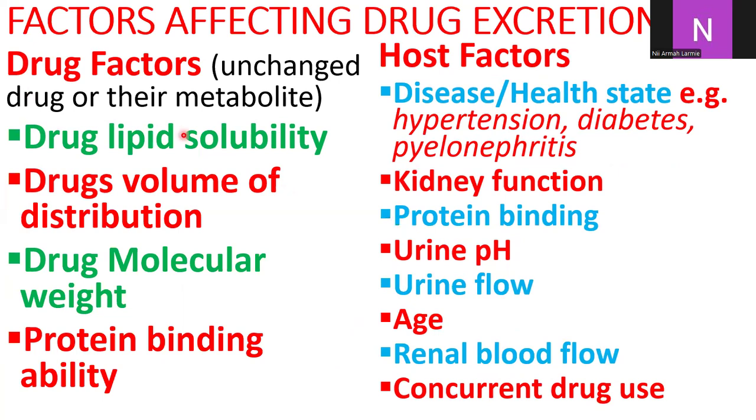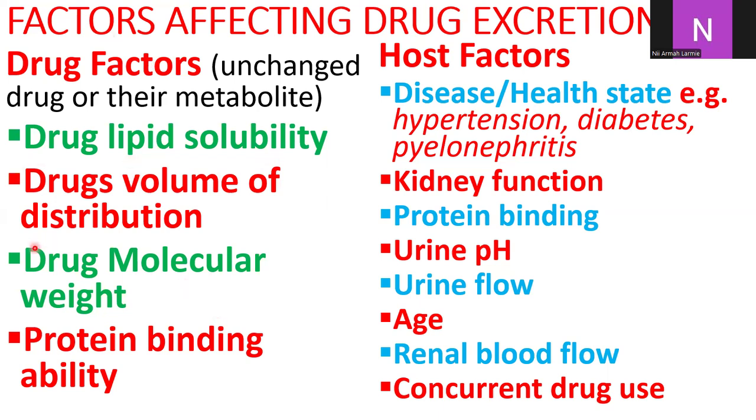So a drug that is lipid soluble must be converted to water soluble for it to be eliminated. Therefore, lipid soluble drugs delay drug excretion. The volume of distribution: drugs that are more distributed into tissues stay longer in the body because of the distribution. It is free drugs that can be eliminated. Those that are bound must be released from the binding, whether to protein or to adipose or to whatever tissue it is bound to. So the higher the binding ability, the higher the volume of distribution, the slower our excretion.